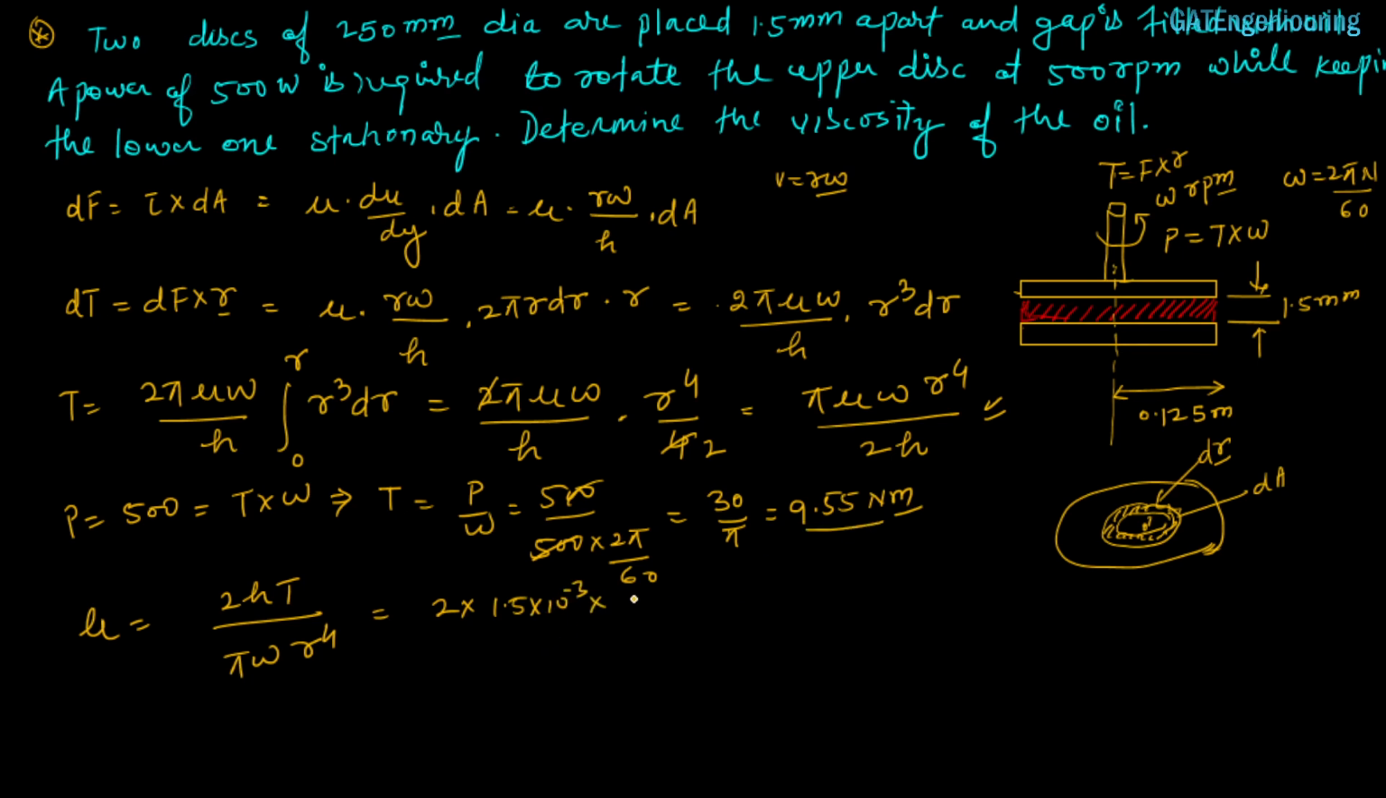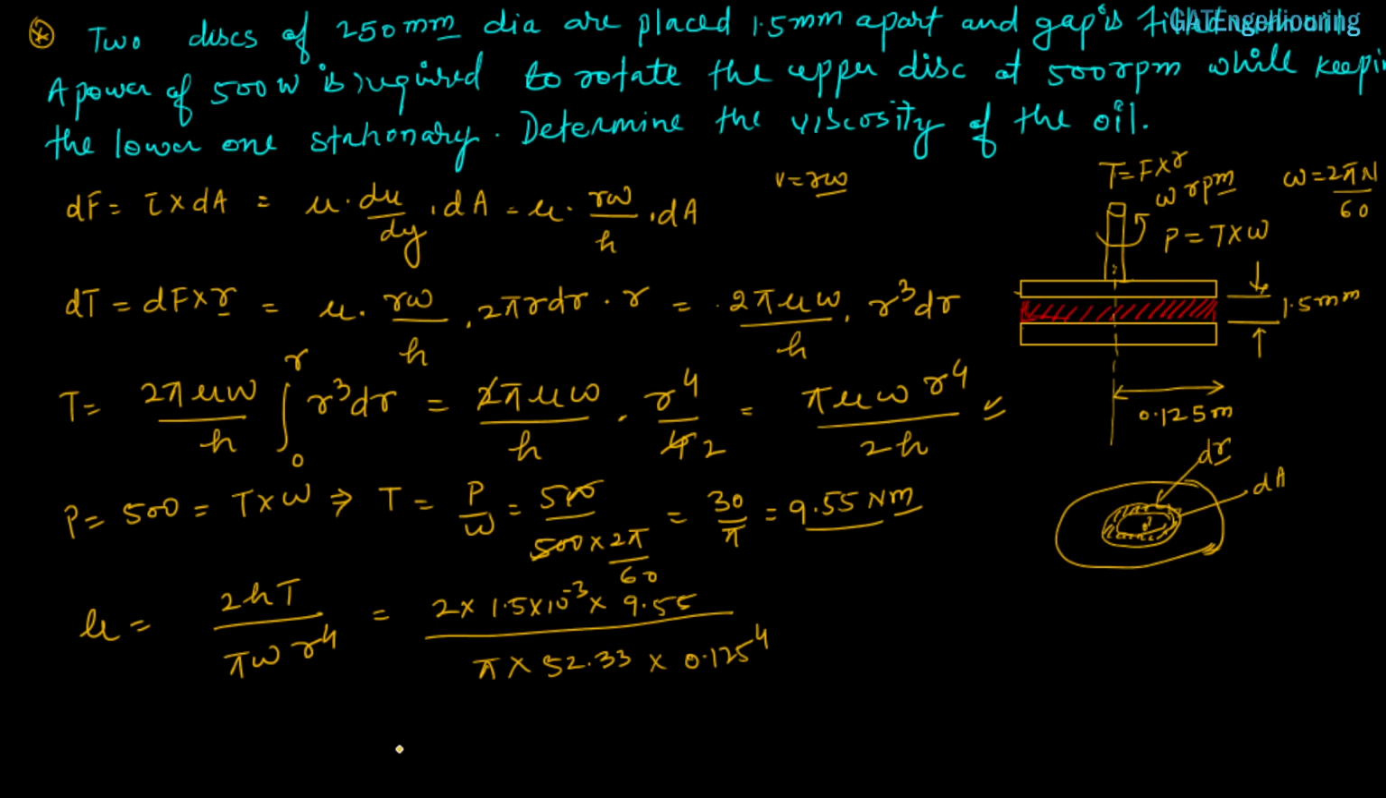Torque, sorry, is 9.55 Newton meter, divided by pi into omega. Omega is 2 pi N by 60, which is around 52.33 radian per second. Then R power 4, the radius of this disc. The radius is 125 mm, and in meter it is 0.125. So 0.125 power 4.